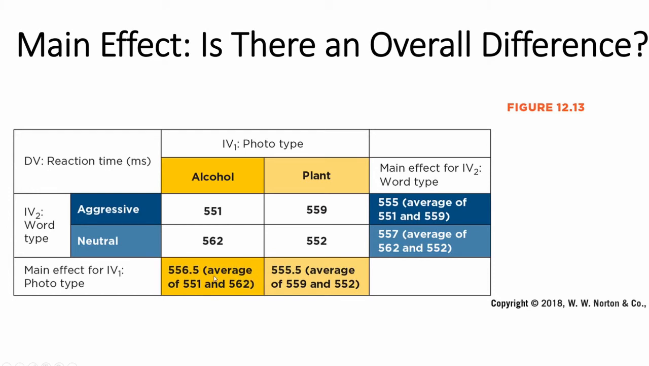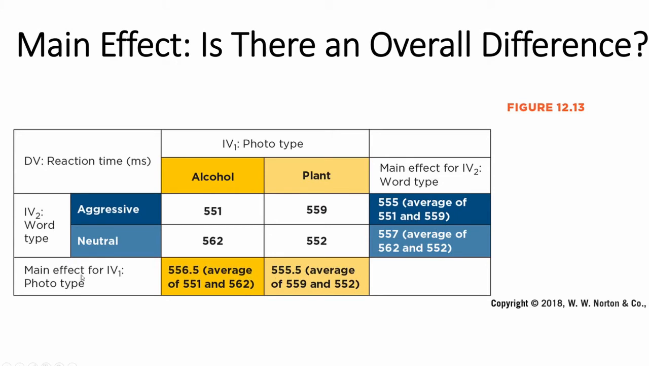So we are caring about our photo type, alcohol or plant, by averaging the response to alcohol when it's in either the aggressive or neutral word condition. So you average those together to get our overall reaction time when alcohol is the photo, versus our average response time, so this plus this divided by 2 to average them together, to get our overall reaction time to plant photos.